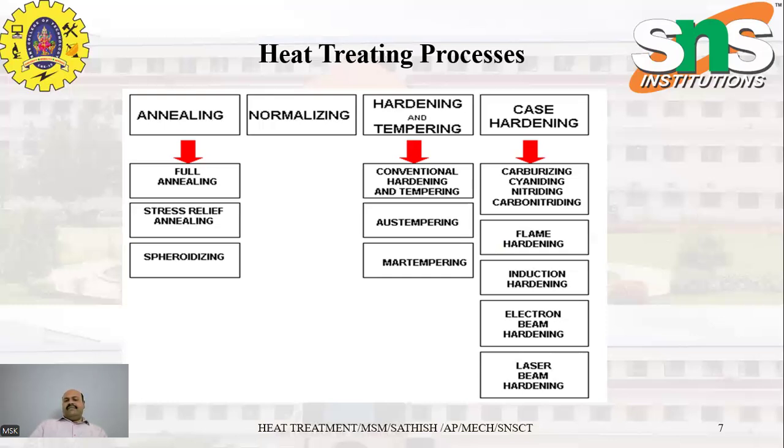So we have certain classifications of heat treating processes. According to the requirement of the material to be heat treated, the heat treatment process is selected, right? So let us explore more in the forthcoming lectures about all these heat treatment processes.